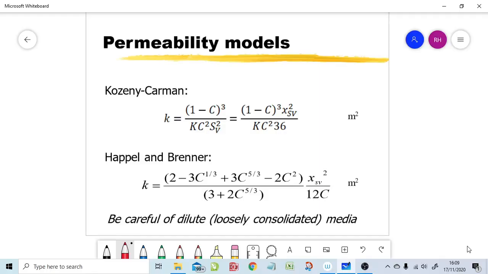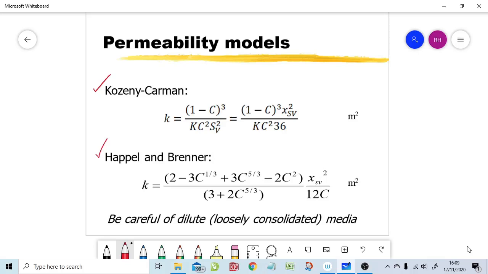So other permeability models do exist. The two that are in common use, though, are Kozeny-Carman, because it's been around for a long while. It's a fairly simple equation to use, so it is used mostly. Happel and Brenner deserves to be used more because it's a thorough and fundamental derivation of permeability from the porous media. And I'm sure we will be seeing that more and more.